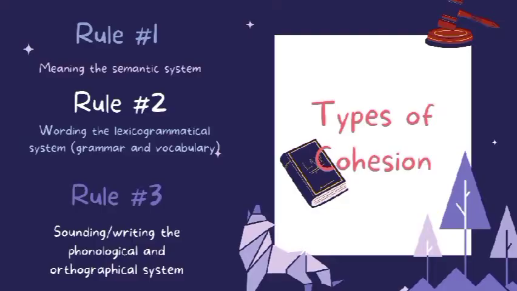Types of cohesion. Language is a multiple coding system comprising three levels of coding. First, meaning, the semantic system. Second, wording, the lexicogrammatical system, grammar and vocabulary. Third, sounding or writing, the phonological and orthographical system. Cohesive relations fit into the overall pattern of language. Cohesion is expressed partly through vocabulary and partly through grammar.